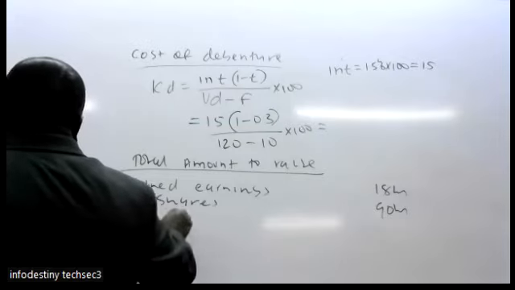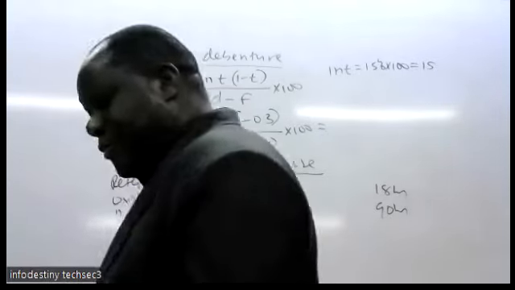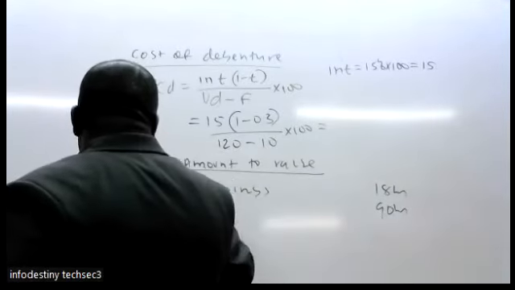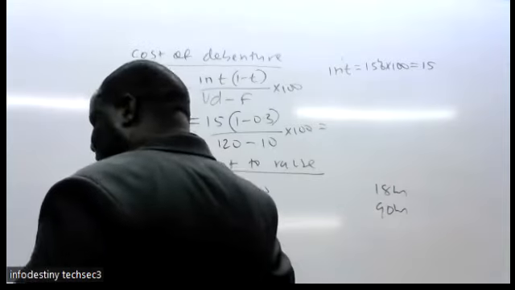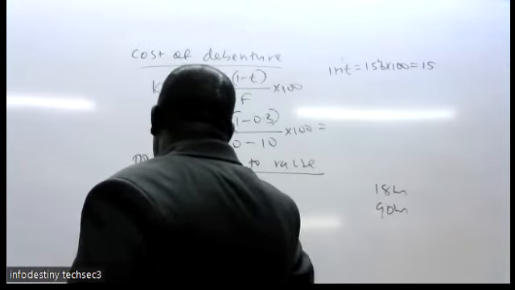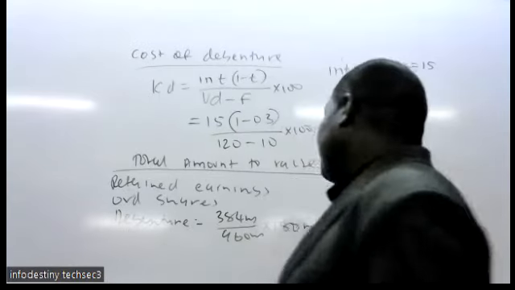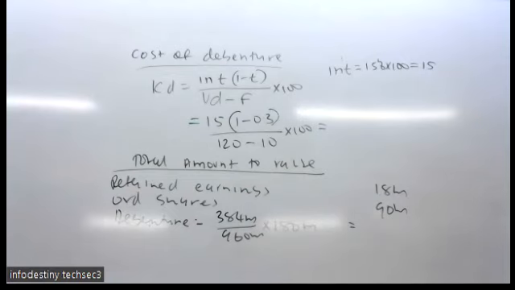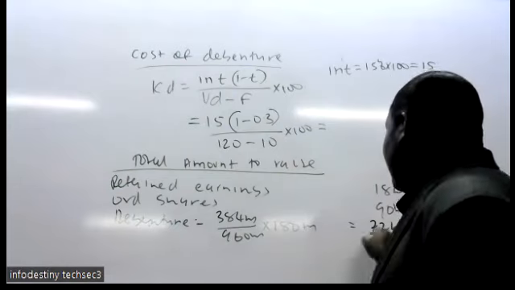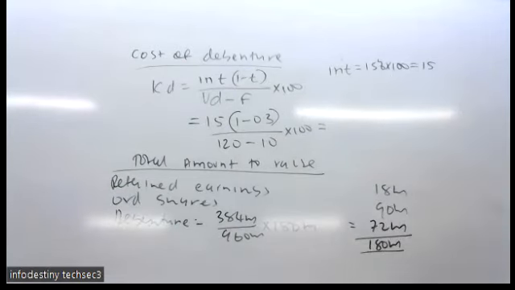So the debenture can be the balance, or you simply take that capital structure. You see 384 for the debt. So 384 million divided by the total, which is 960, multiplied by the amount to raise, which was 180 million. Or you simply subtract retained earnings and ordinary shares from the 180. That gives 72. So when you add them, they should give you 180 units.